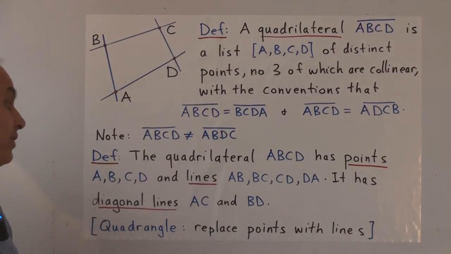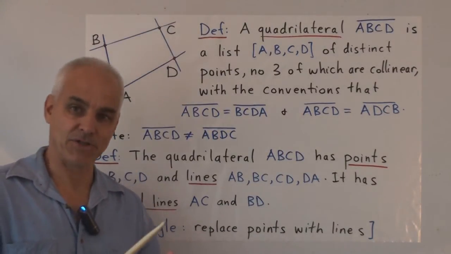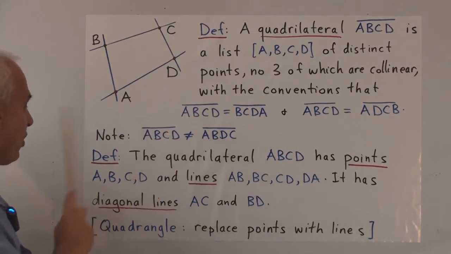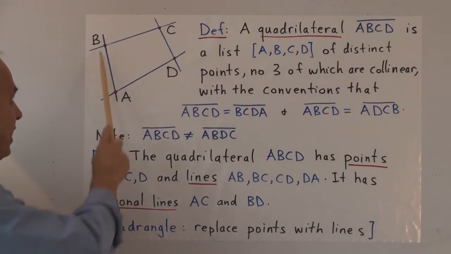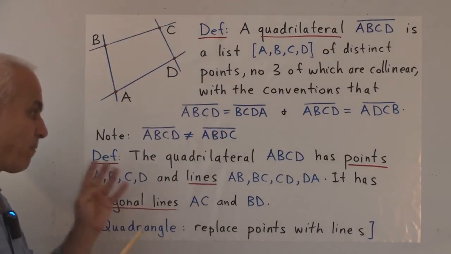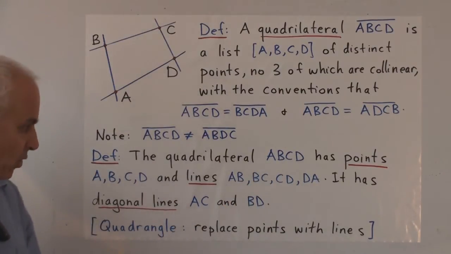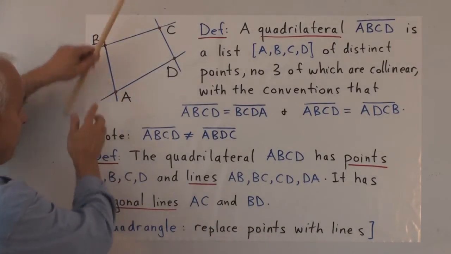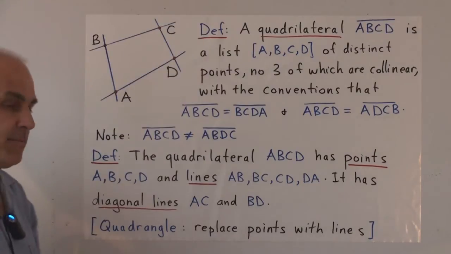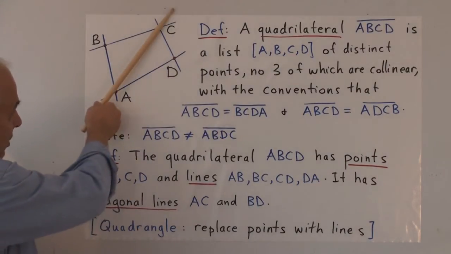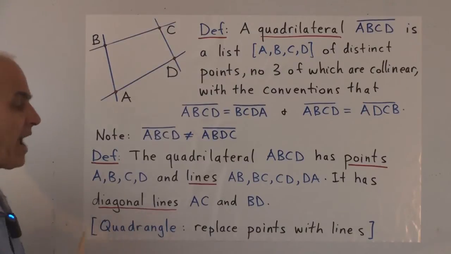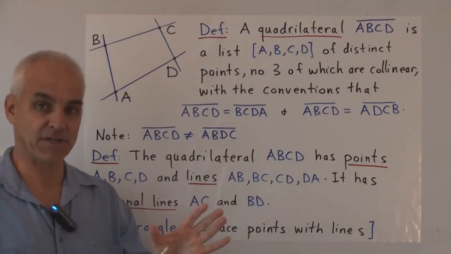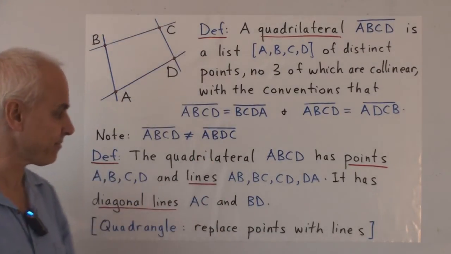Okay, and here are some additional conventions about the quadrilateral ABCD that we're talking about here. We say that the points of the quadrilateral are exactly these four, A, B, C, D. Those are the points of the quadrilateral. We say that the lines of the quadrilateral are these four lines, AB, BC, CD, and DA. The other two possible lines that you could create, these ones here, we call them diagonal lines. So they're separate from lines. They have a different relationship to the quadrilateral.